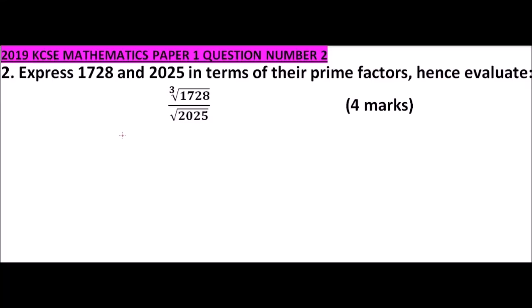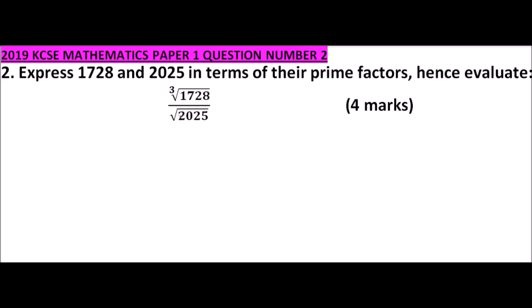2019 KCSE Mathematics Paper 1, question number 2, we are told express 1728 and 2025 in terms of their prime factors, hence evaluate the cube root of 1728 divided by the square root of 2025.